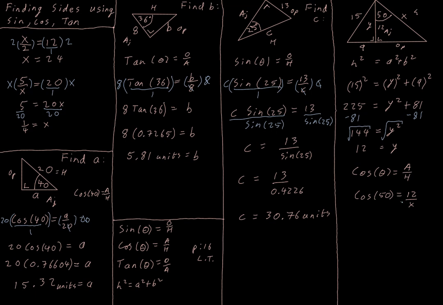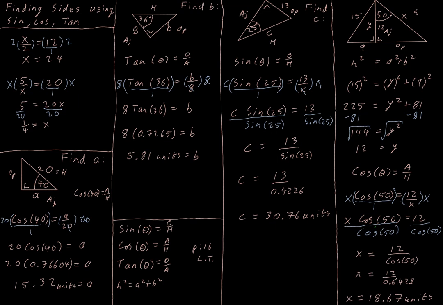So I need to get rid of this fraction. I have my lowest common denominator of both sides is just x. So I multiply both sides by x. X divided by x is 1, so I'm left with 12 on the right-hand side, and x times cos of 50 is equal to 12. I want to get x by itself, so I need to divide by the coefficient of x, or the thing that x is multiplied by. So I have to divide both sides by cos of 50. When I have done that, I get x is equal to 12 all over cos 50.